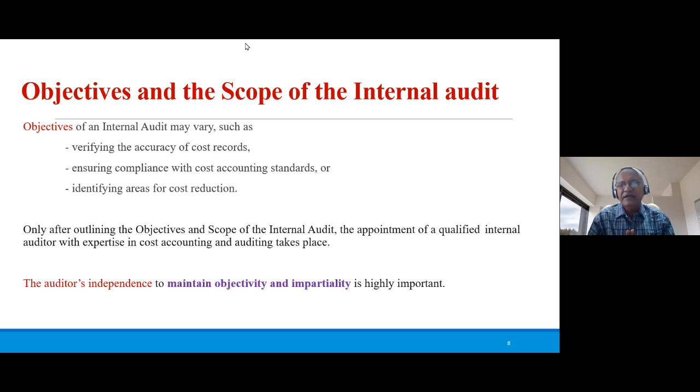See, it's not that every time everything is required. Sometimes P&L may be important. Sometimes the balance sheet may be important. Sometimes both may be important. Sometimes your operating, investing, financing, cash flow balancing may be important. So depending upon the requirement, the internal audit scope has to be defined. So verifying the accuracy of the records, ensuring compliance with the standards.